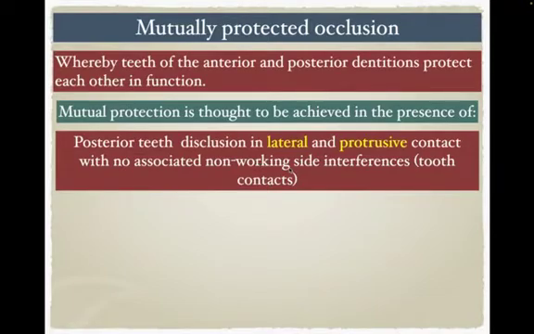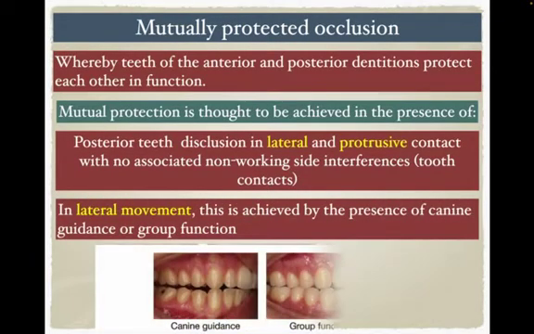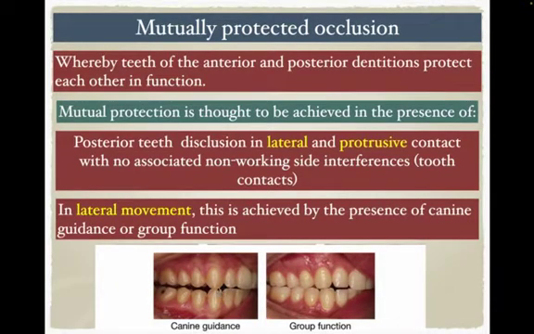So what does that mean? When the patient is doing a lateral movement like this one, we have a canine guidance, so we do a lateral movement and we have a disocclusion on this side. This is called the working side. Now on the other side, for example, if this is the right, then the left side is the non-working side. In the non-working side, there should be no occlusion as well. But if we have a contact, we call it a contact on the non-working side. So in the mutually protected occlusion, we should have no contact on the non-working side.